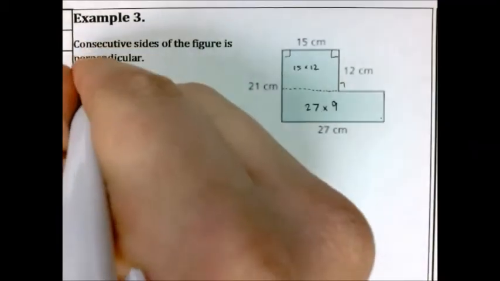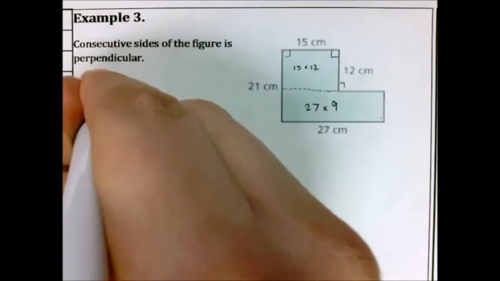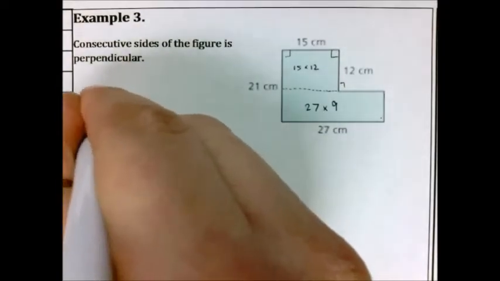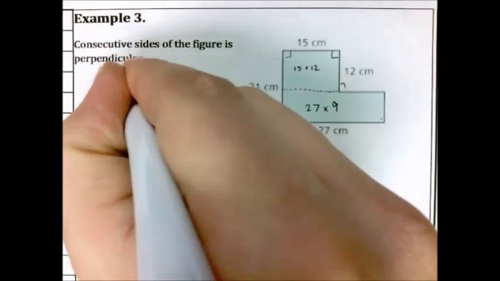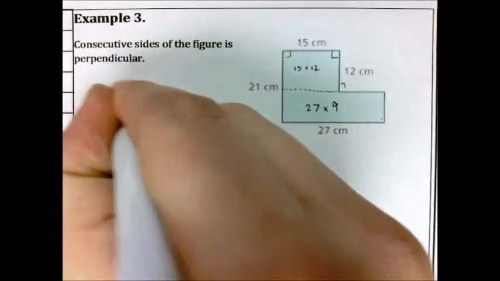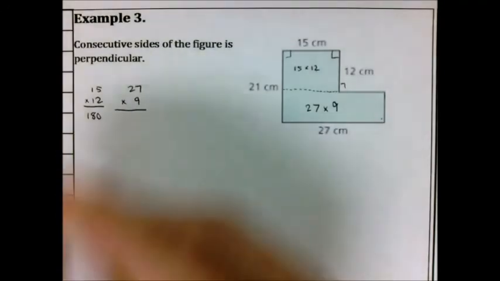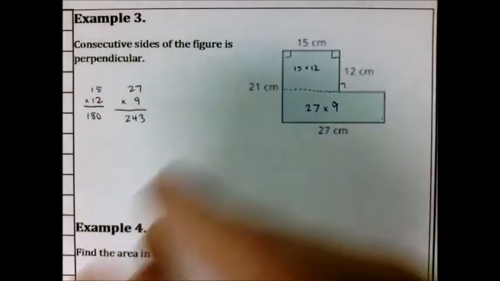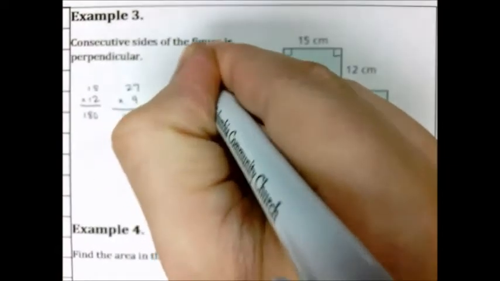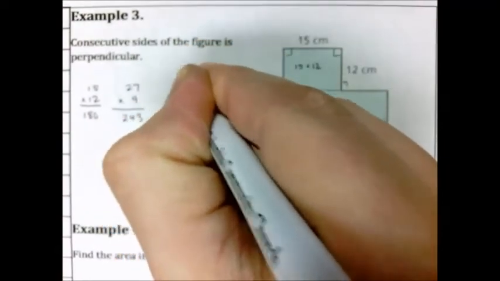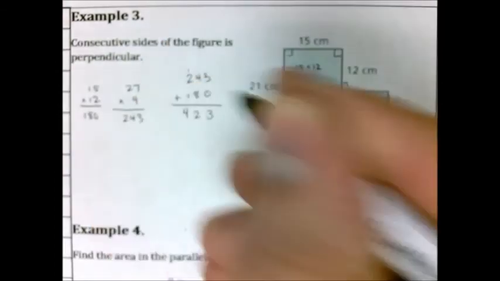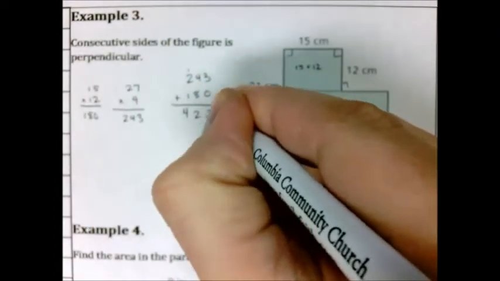We have 15 times 12, and if you use your calculator, you multiply that out, you're going to find that's going to be 180. We have 27 times 9, which again, the same type of thing here. You're going to find that that's 243. And all we have to do then is add those two together. 243 plus 180. We end up getting 423 centimeters squared.